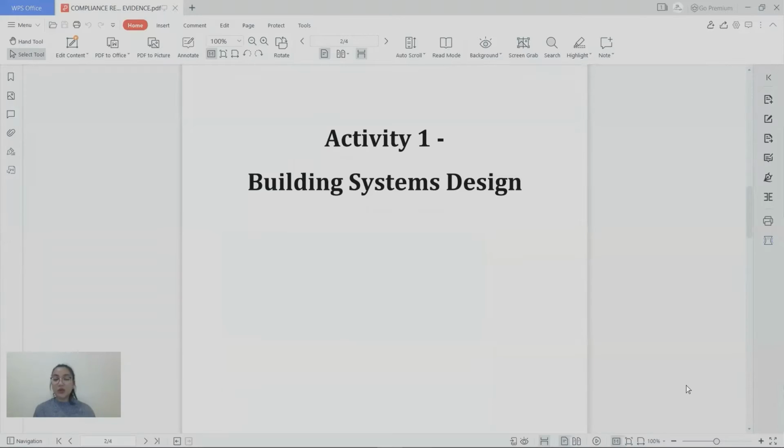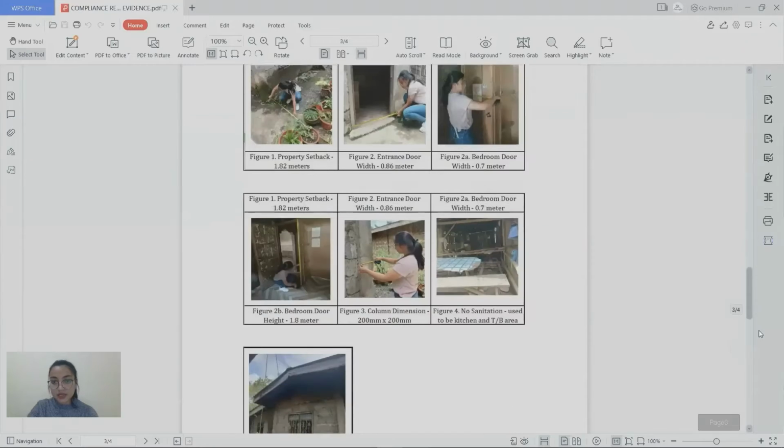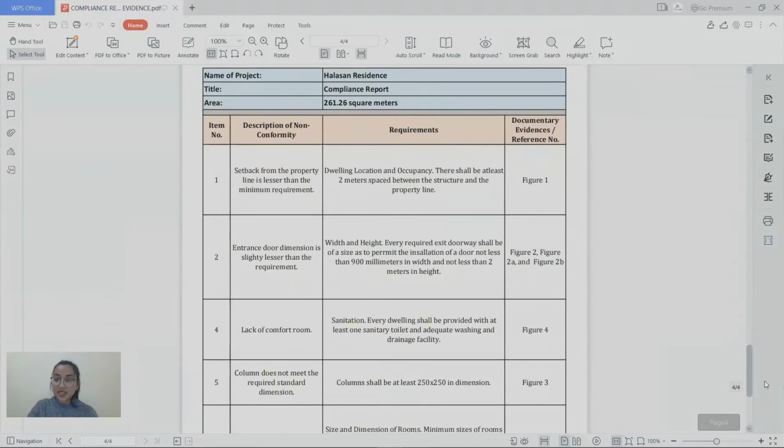So in activity 1, we were asked to investigate the house if it conforms with the National Building Code of the Philippines and have it redesigned so that it conforms with the National Building Code of the Philippines. So first, this is my compliance report for the investigation that I did.